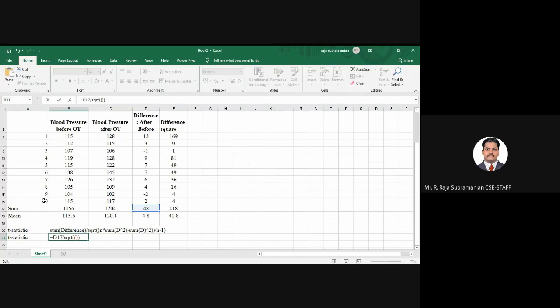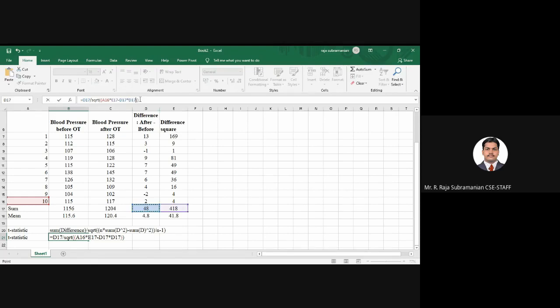So how many samples are there? You take 10 into the sum of d squared, so I take this d squared. So sum of d squared minus sum of d. What is sum of d? Sum of d is 48 here. This is actually sum of d, right? I take that also minus the sum of d the whole squared. So I put sum of d 2 times, right?